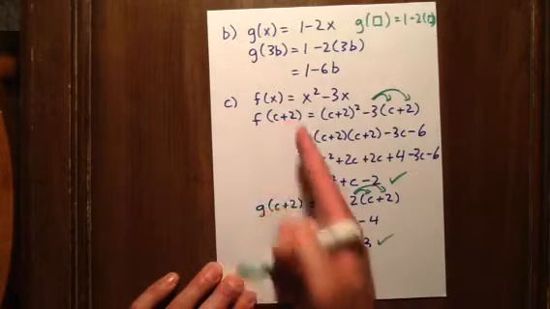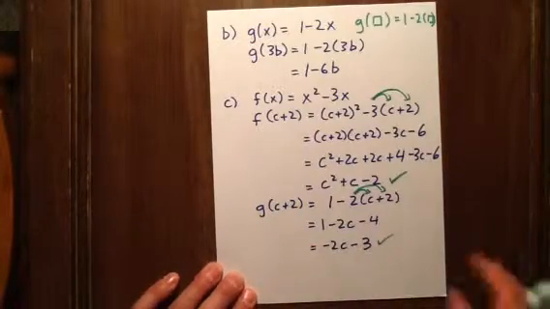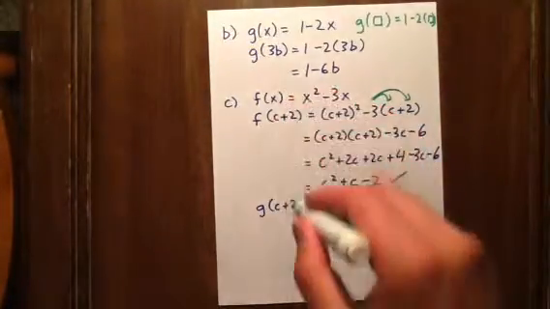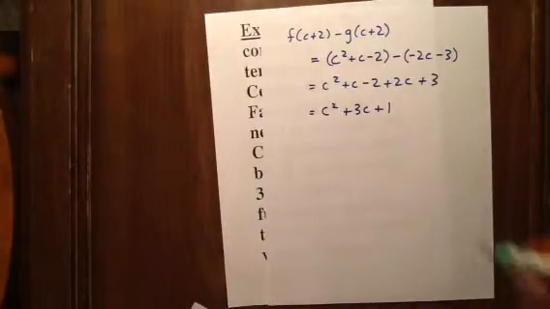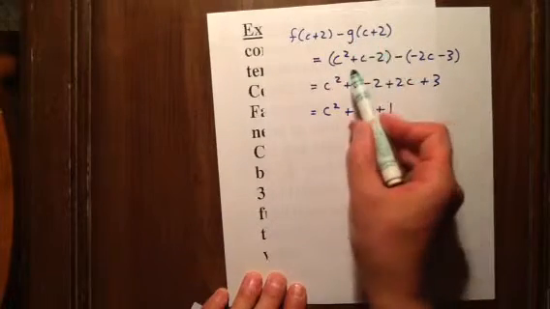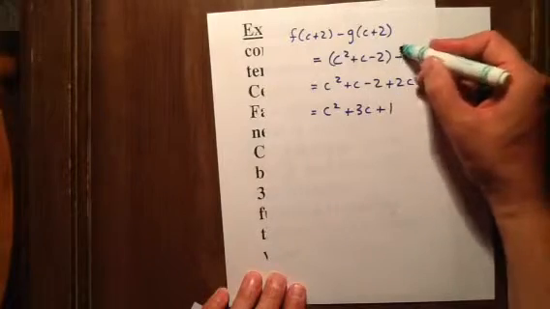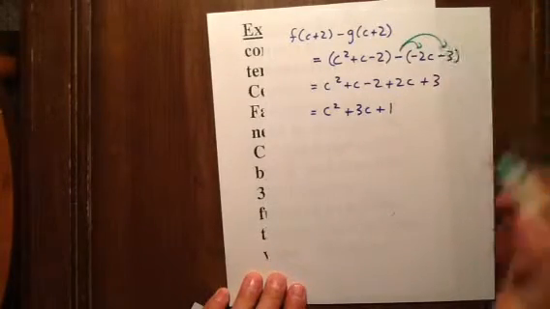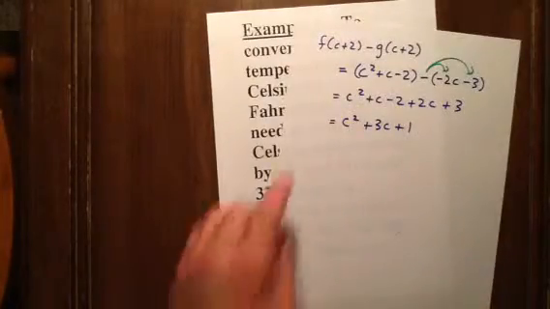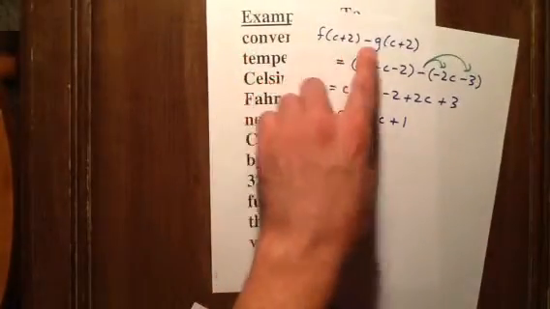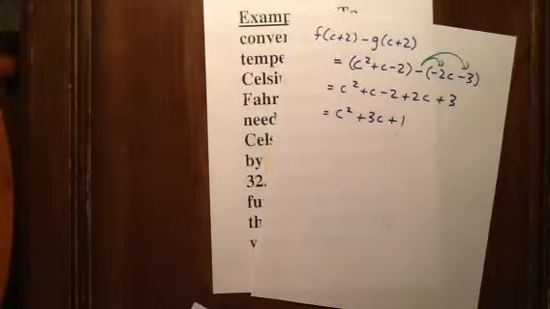So we now know what f at c plus 2 is, and we know what g at c plus 2 is. Now we want to know what is f at c plus 2 minus g at c plus 2. So we simply figure it out. f at c plus 2 minus g at c plus 2 is this polynomial minus this polynomial. We distribute that negative sign in here, and we collect up like terms, and we can say that f at c plus 2 minus g at c plus 2 is equal to c squared plus 3c plus 1.